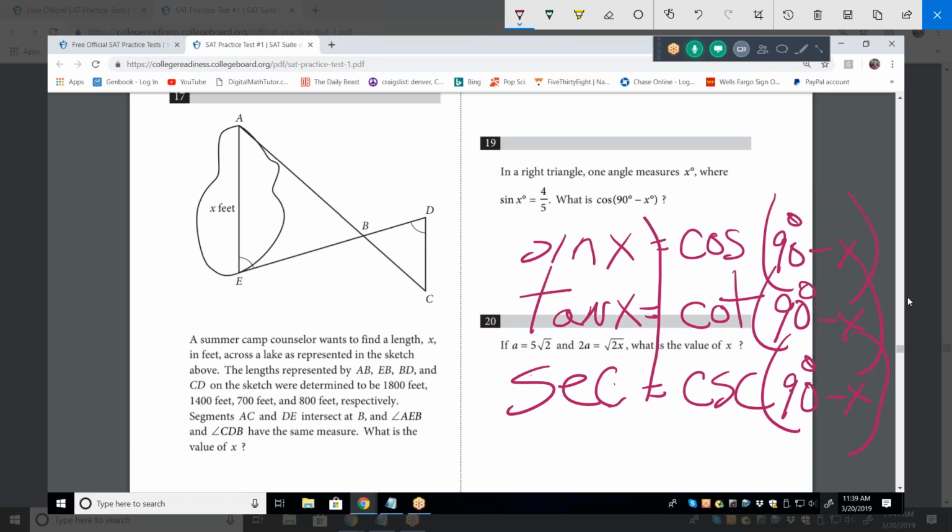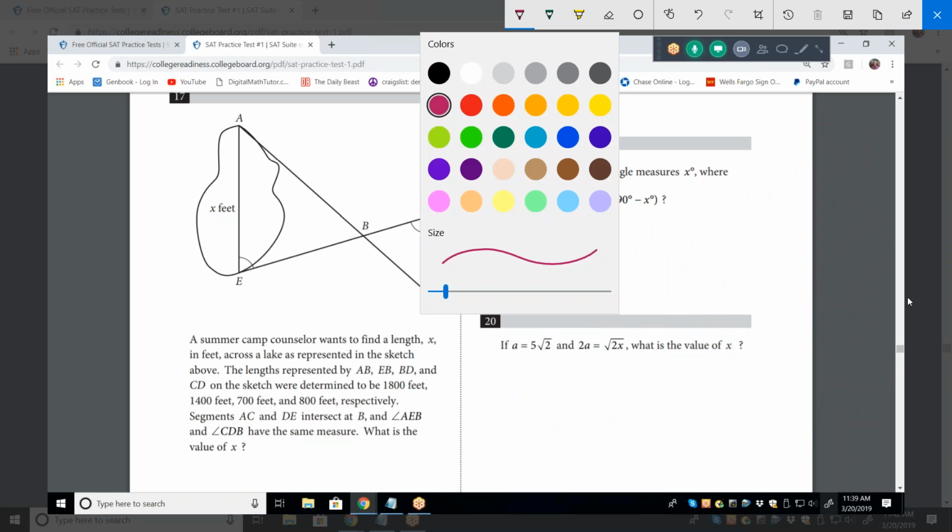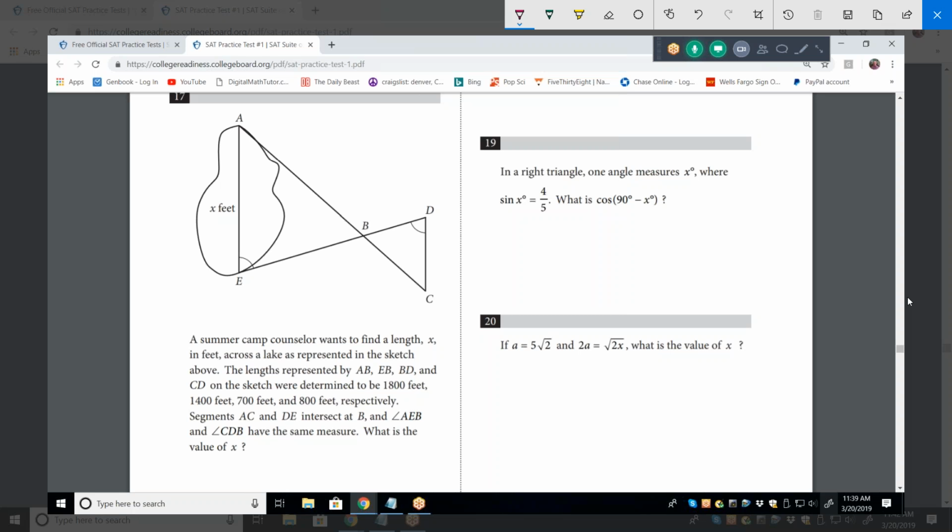And it works the other way around. In other words, up here, cosine of x is equal to its cofunction, sine of 90 degrees minus x. So if you memorize the cofunction property, the most important property of cofunctions is that the trig function of an angle equals the cofunction of 90 degrees minus that angle. Now, notice how valuable that's going to be to this problem. If the sine of x is 4 over 5, what's the cosine of 90 minus x?